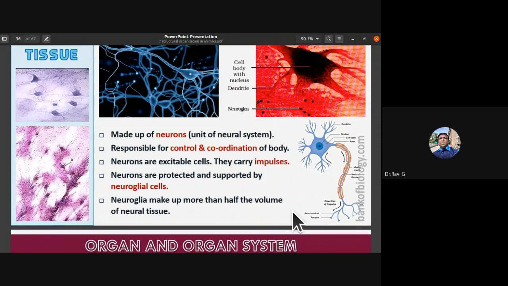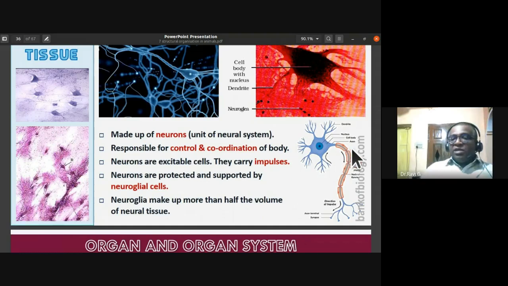Neuroglia make up more than half the volume of neural tissue. And here you have a slide of a multipolar neuron. Later you will also be drawing this diagram in your records. What you have to remember is there are different types of neurons: unipolar neuron, bipolar neuron, pseudopolar neuron, then there is multipolar neuron. A multipolar neuron has a single axon and many dendrites.